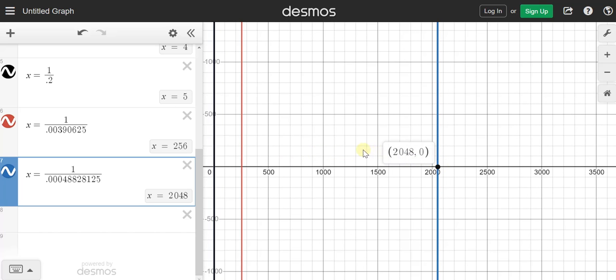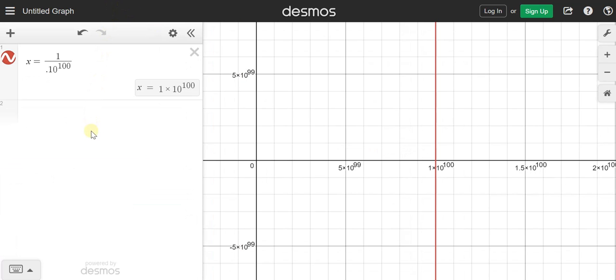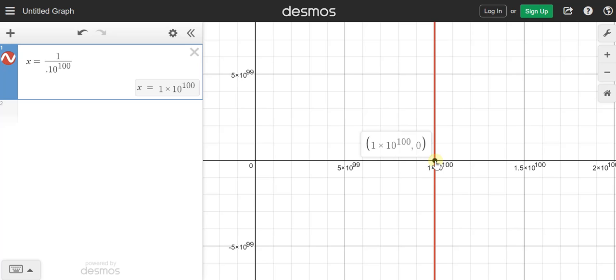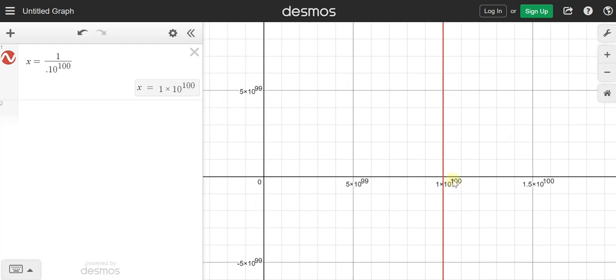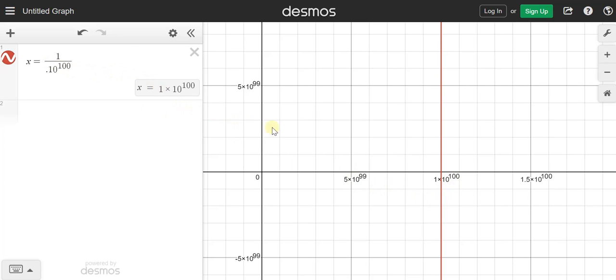So if you keep going, what happens? Let's say you have x equals 1 over the decimal of 10 to the power of 100. You're still going all the way out. That number is still increasing. You can do this with any number, and it will just increase, increase, increase, and increase. It will not stop increasing.